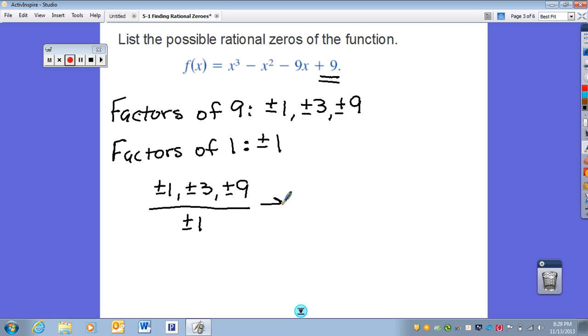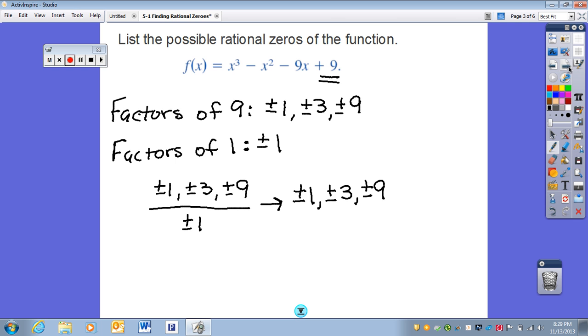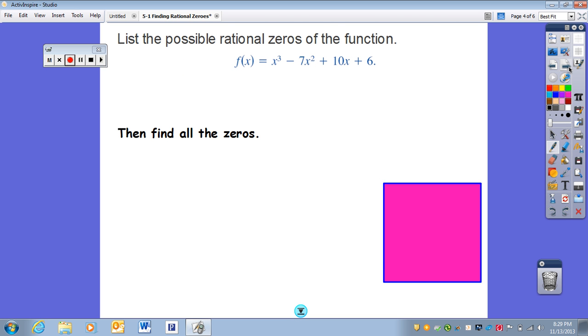So all of our possible zeros or solutions for this polynomial could be positive or negative 1, positive or negative 3, positive or negative 9. So in a minute, what we're going to actually do is test some of these possibilities to find a zero using synthetic division. Let's take a look at another example so that we can practice finding all of the possible rational zeros of the function.